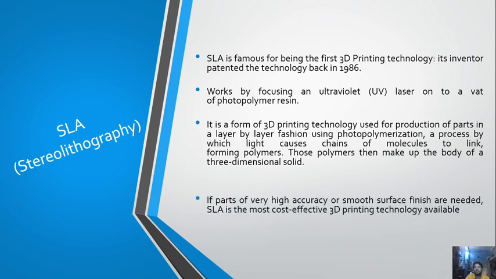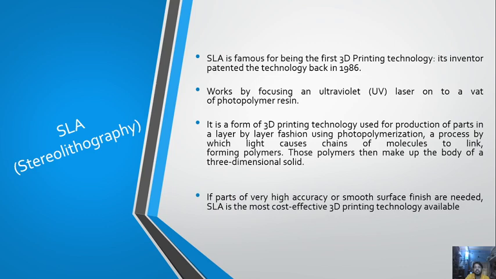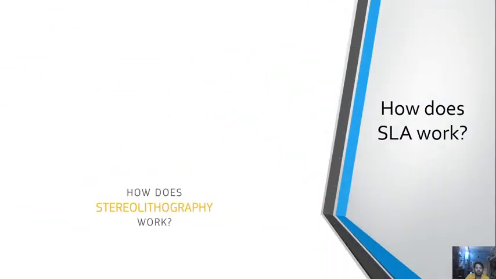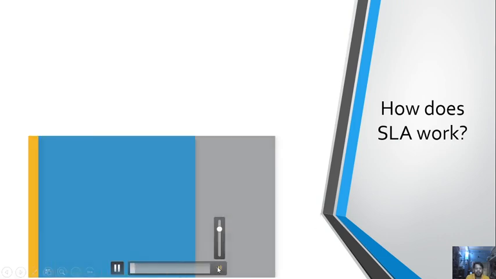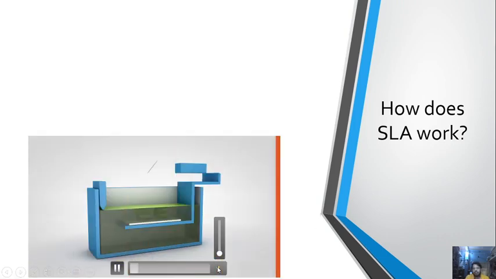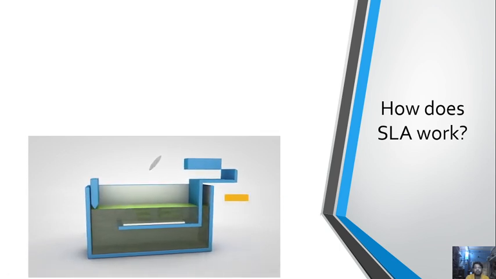Stereolithography has many common characteristics with DLP, or digital light processing, another vat polymerization 3D printing technology. For simplicity, the two technologies can be treated as equals. So how does a stereolithography 3D printer work?